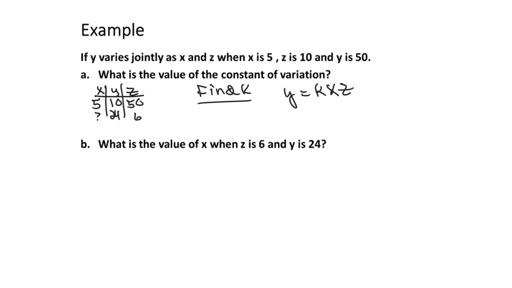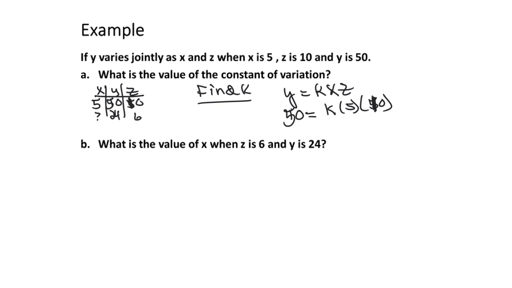Here's one. If y varies jointly as x and z, when x is 5, z is 10, and y is 50, what is the value of the constant of variation? I did my table, but my table was going to contain 3 variables, x, y, and z. So I plugged in the 5, 10, and the 50, and I went ahead and put in the 2 numbers from part B. Z was 6 and y was 24. So to find k, I'm going to replace y with 10. I'm going to replace x with 5 and z with 50.